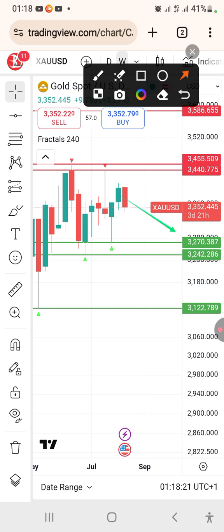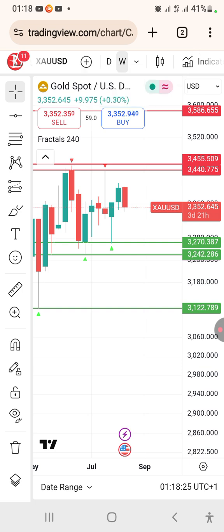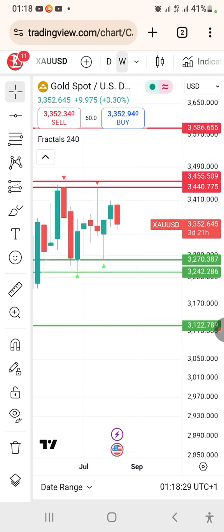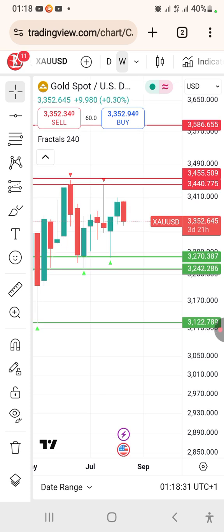Lastly, we have 3122.789. So these are the key levels you'll be looking at to take your trade. Now, these are for long-term traders, for those that want to take the trade and leave it for 1 week. So these are your levels.